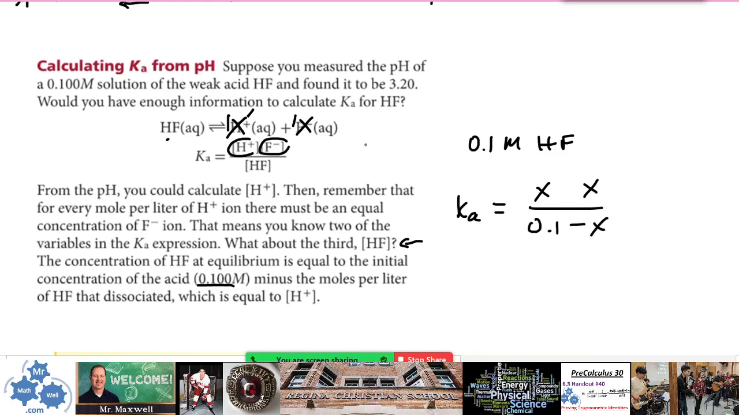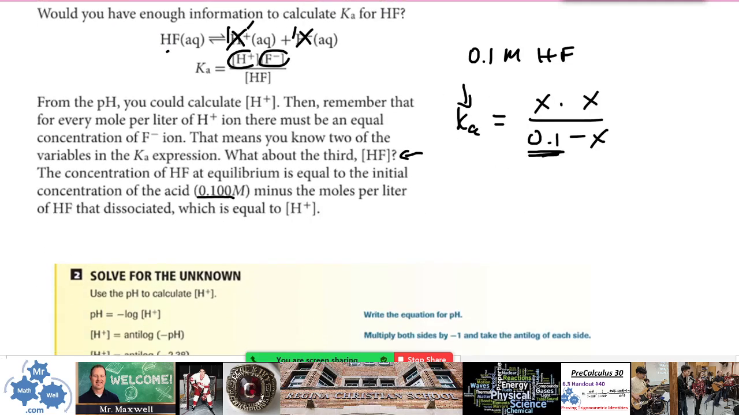Now, if we knew the Ka, we would have a value that we could put in here, and we could solve for X. That's sort of like the questions that I want to get to, and the questions that you're going to really know how to do here. But I'll just show this again, that the initial concentration of the acid is going to be important in the Ka expression. Okay, so let's do an example from your textbook here.